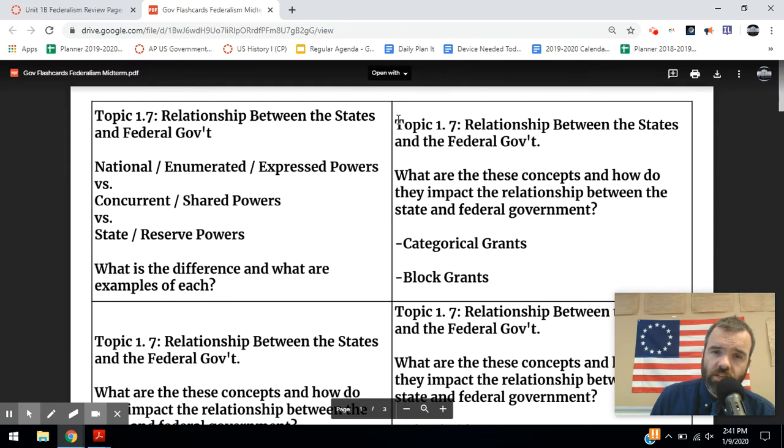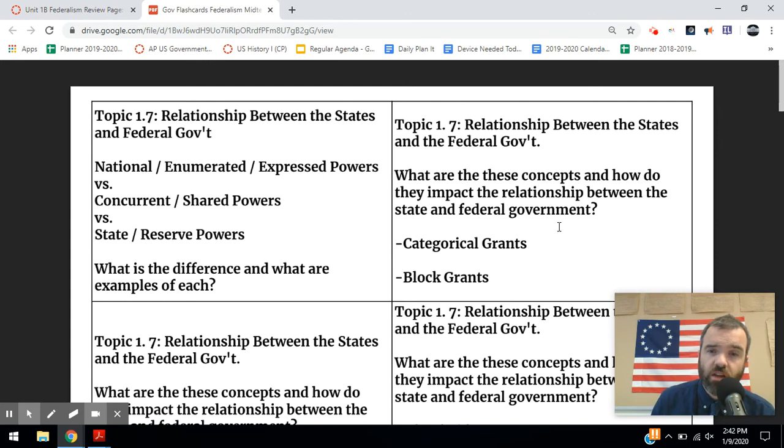So there are some concepts that really do impact the relationship between state and federal governments. And we can talk about a few different concepts. For example, on this next flashcard, we talk about categorical grants and block grants. One of the things that is a big part of the relationship between state and federal governments is finances and money. And oftentimes money trickles from the federal government to the state governments. When money is given to state governments in a categorical grant, these grants have specific guidelines attached, and there are usually requirements on where that money needs to be spent.